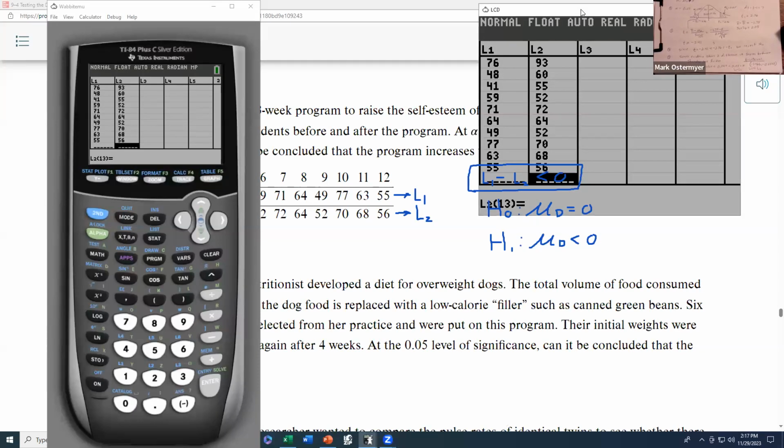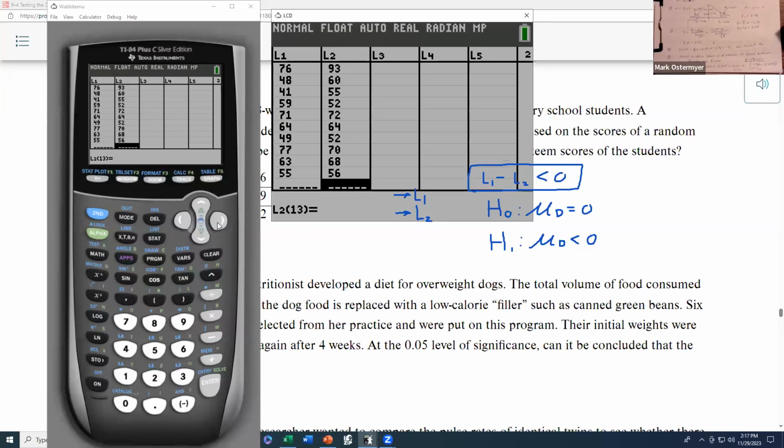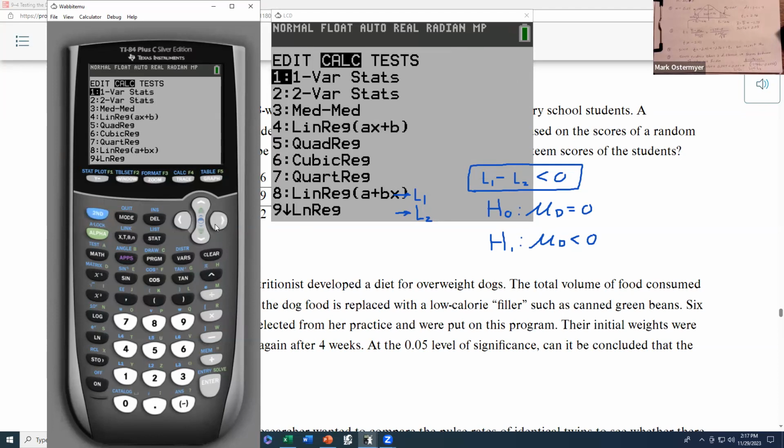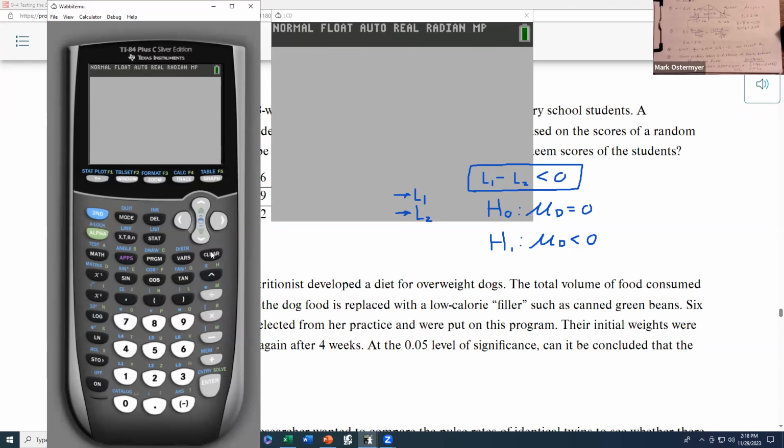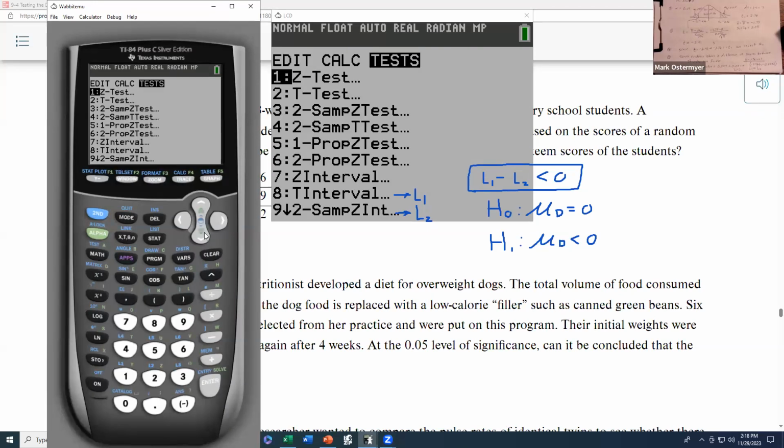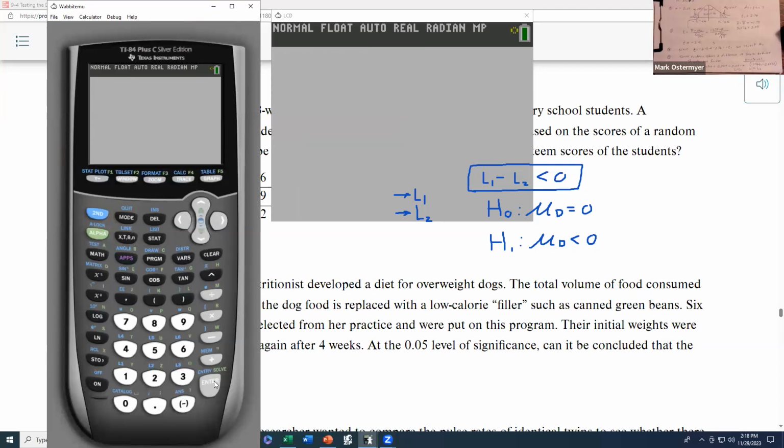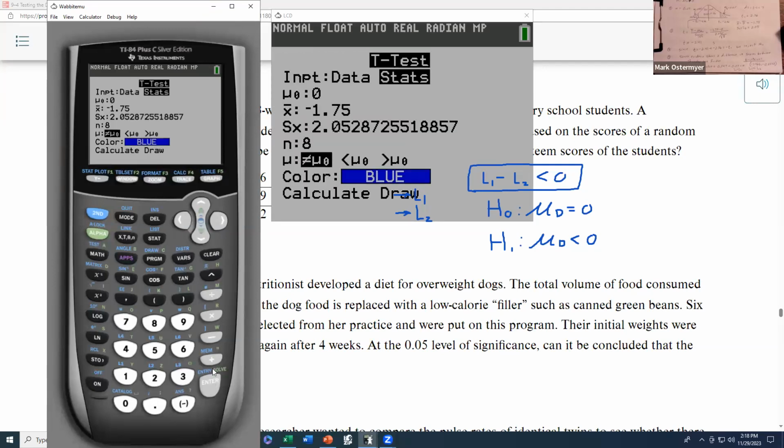All right, so I entered all the data in list one and list two. List three is going to be taking on the value of L1 minus L2. I'm going to now go to one var stats for list three. Wait a minute, we don't need to do any of this here. Anyways, ladies and gentlemen, we can just go do the test now. Stat, test, just a t-test here. We got our data in list one and two.